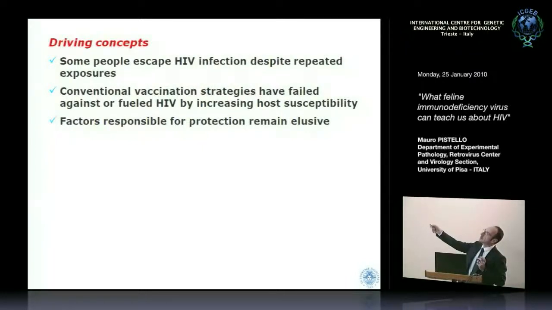So what were the driving concepts of these experiments? We know that some people escape HIV infection despite being repeatedly exposed, like sex workers or other people who really get in contact with HIV, but for unknown reasons they were protected. So probably there is some natural protection against HIV. We also saw that conventional vaccination strategies have failed to confer sufficient protection against HIV. All the vaccination strategies that people working with HIV or non-human primates used didn't get any good results. And the major problem is that the factors responsible for protection remain elusive. At the moment, we don't really know which is the right trigger. We have some indication, but we don't know.